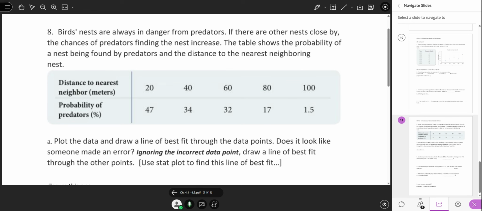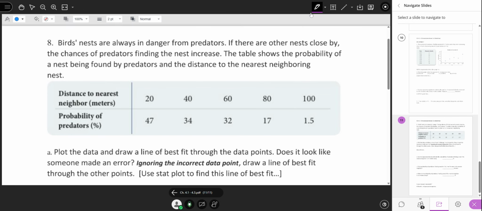Now this bird's nest problem, I really don't like it, but it hasn't ever gone away, and let me explain why I don't like it. It says ignoring the incorrect data, but it doesn't ignore the incorrect data. It uses every single one of these values to come up with your equation.